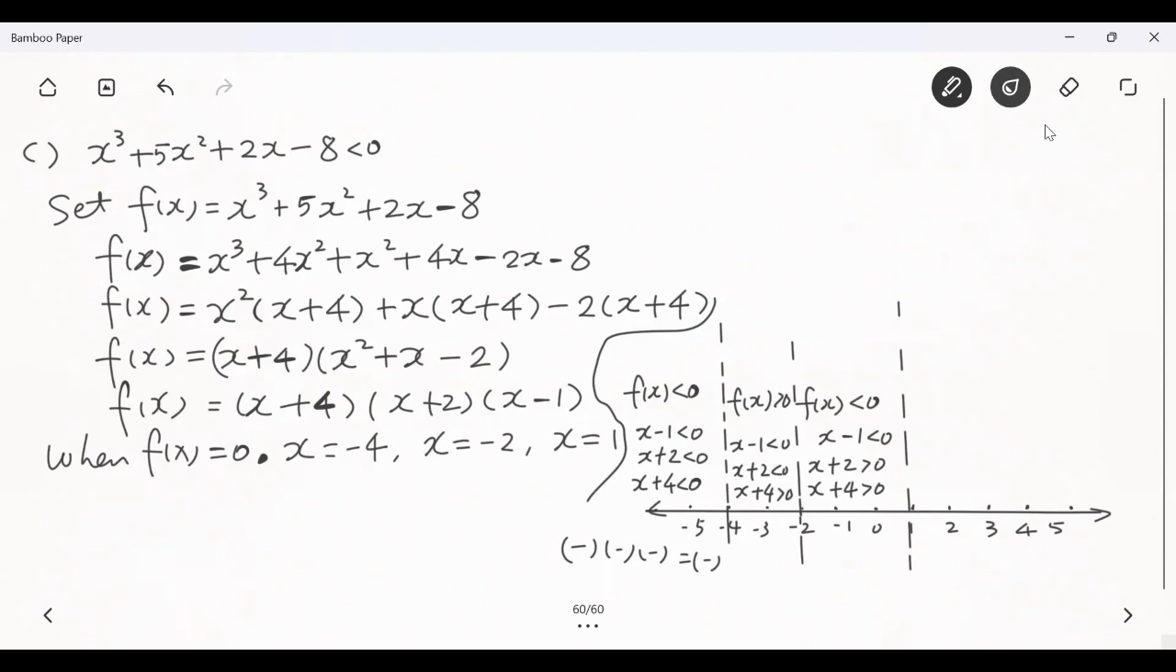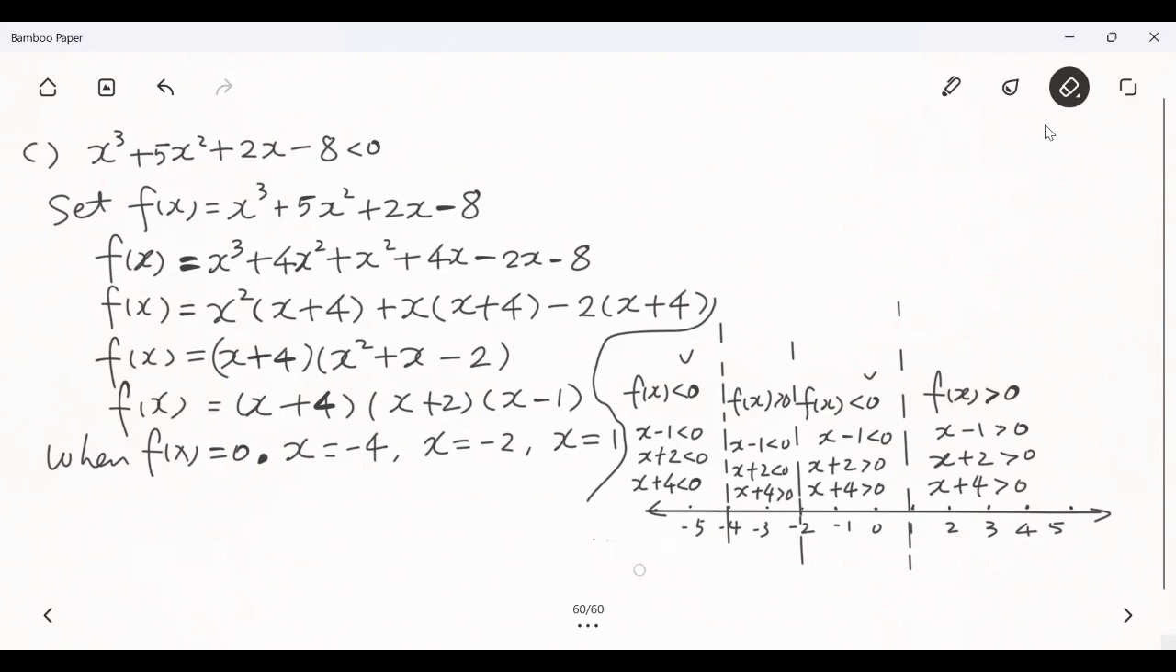If x more than 1, you can take x equal 2. So this x plus 4 is more than 0, x plus 2 more than 0, x minus 1 more than 0. So all positive, so f(x) is positive, more than 0. And we go back to check the inequalities less than 0. So the first one less than 0, this one less than 0, right? So we get the solution for the inequality.